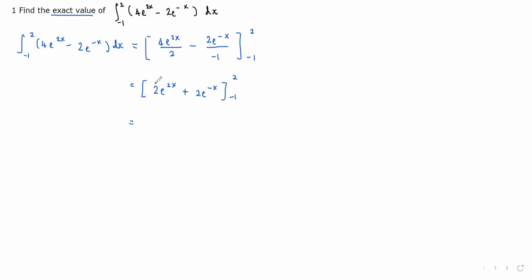Now we replace x with 2, and that gives 2e to the 4 plus 2e to the negative 2, minus the antiderivative evaluated at negative 1. So we have 2e to the negative 2 plus 2e to the negative x. When x is replaced with negative 1, we just have 2e to the 1. We can just leave it as 2e.